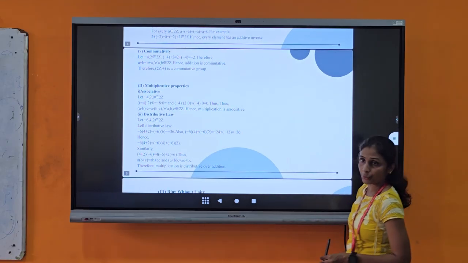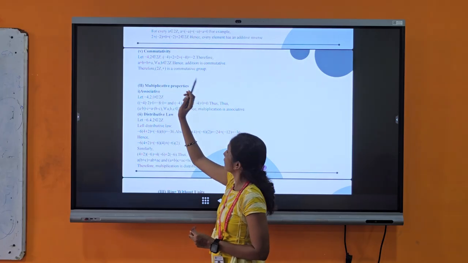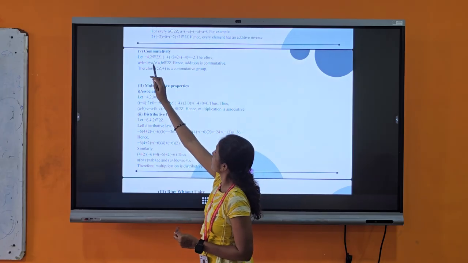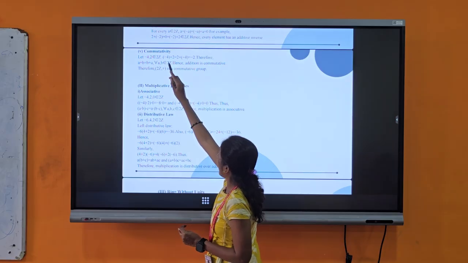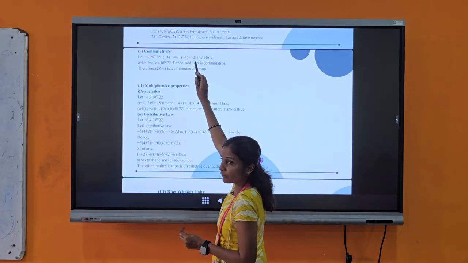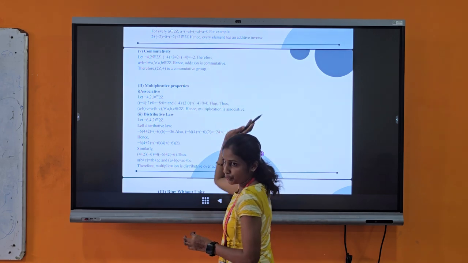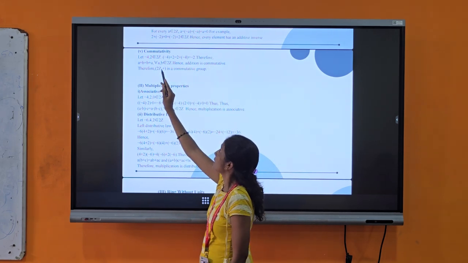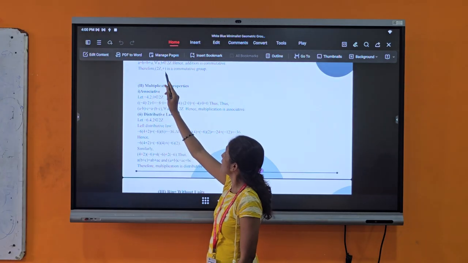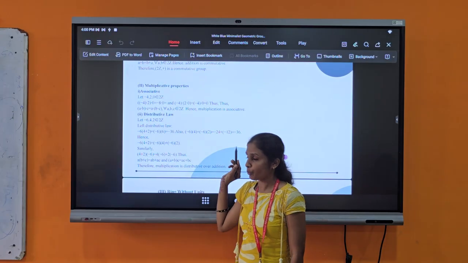Fifth property is commutativity. Take two elements from the set of even integers, that is minus 4 and 2, and add these two elements. Minus 4 plus 2 is equal to minus 2, and also 2 plus minus 4 we get minus 2. That's why here addition is commutative, and therefore the set of even integers with operation addition is a commutative group. So next, multiplicative properties.